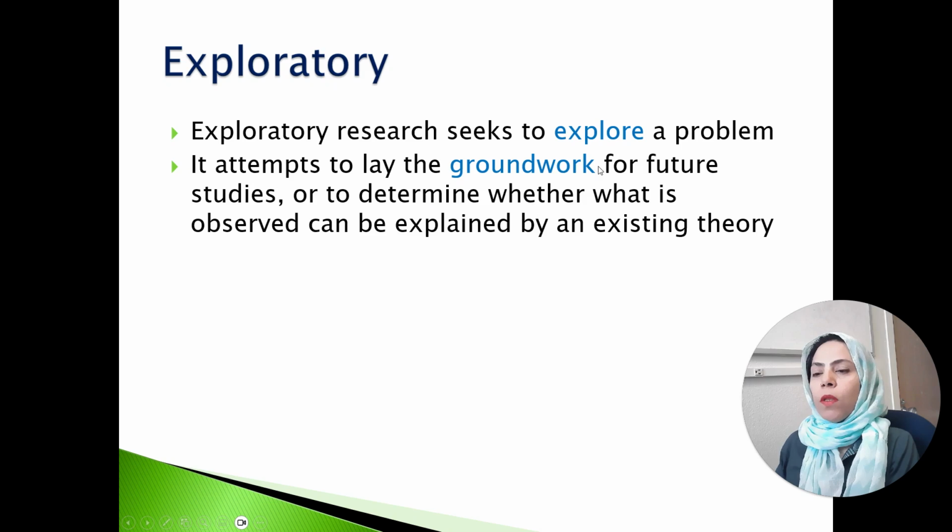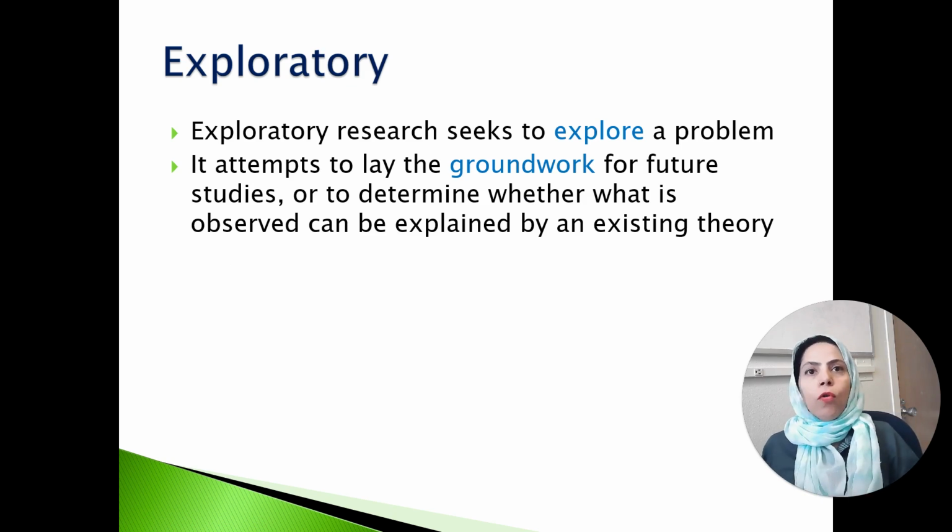Or you can determine whether what is observed can be explained by an existing theory. तो ये भी हो सकता है. Exploration सिर्फ ऐसी ही नहीं है कि it's a new topic, a totally new phenomena जो कि आप explore कर रहे हो, बल्कि it could be something कि the topic that you're researching, वो किसी और domain से theory आप लेके आओ, or you're trying to explore whether this phenomena or this topic can be explained by an existing theory. तो you're not explaining it by that theory, you're just exploring कि क्या potential है for this theory to explain this phenomena.